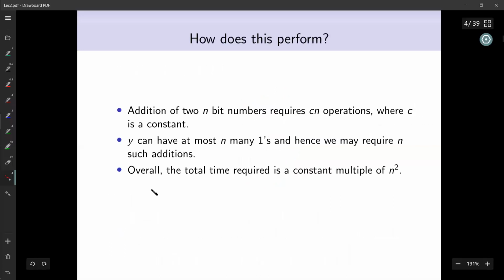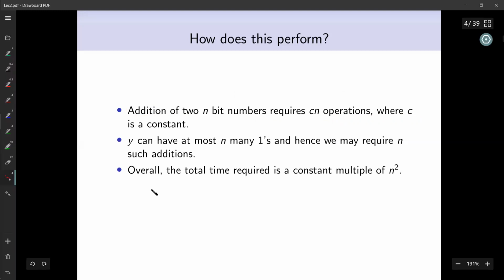Now let's analyze the cost. What is the primitive routine involved here? One routine is the addition of two n-bit numbers, or at most two n-bit numbers. We will assume that it requires Cn operations, where C is a constant. The C will depend on the actual computer you're implementing on, but it will be a fixed constant depending on the computer.